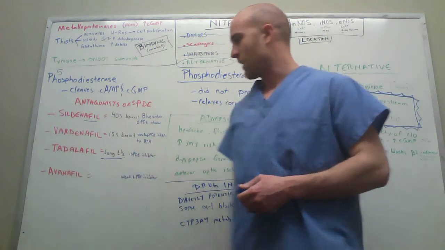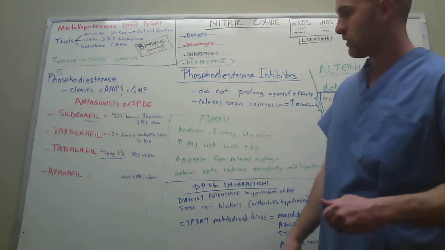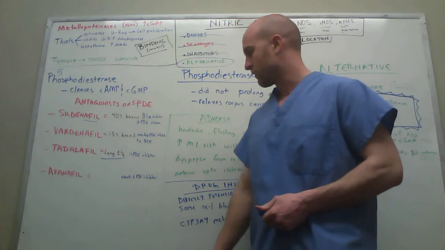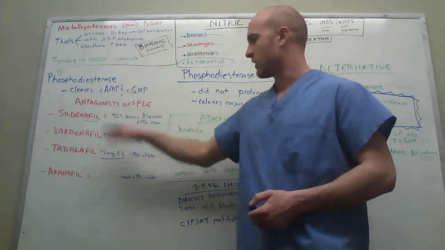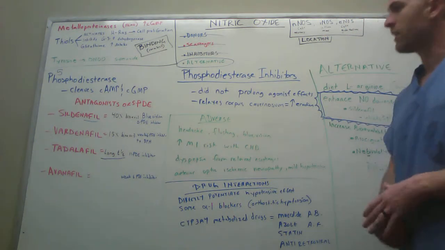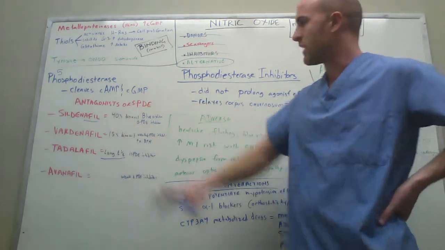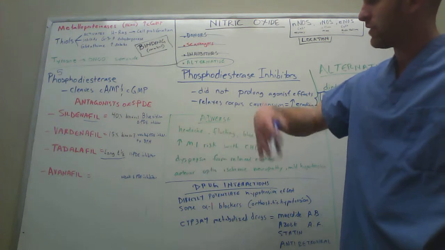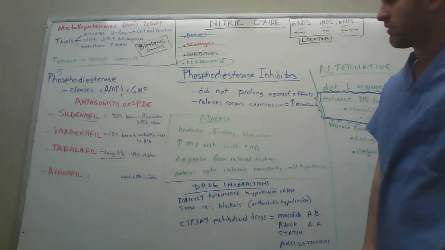Okay, and then lastly we have Vardenafil, and the main thing about this one is just that we know it's a weak 6-phosphodiesterase inhibitor as well. So it does similar effects as these other ones. Okay, so now we know what these drugs do. We have the names down: Sildenafil, Vardenafil, Tadalafil, and Avanafil.